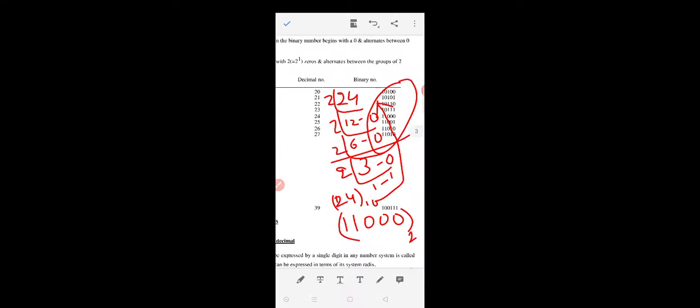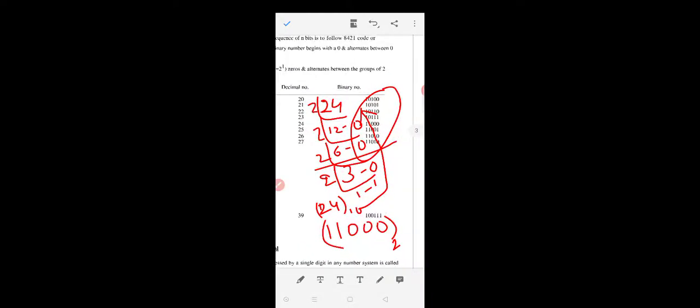This is shown here. You observe in this table, for 24 it is 1 1 0 0 0. Similarly, you convert any decimal number to a binary number. I hope you understand better.